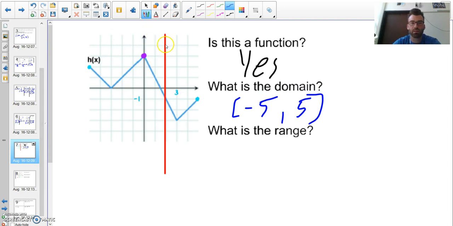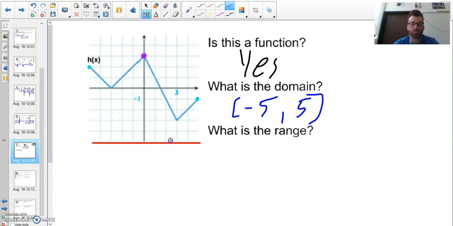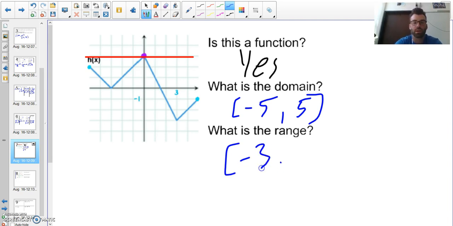My range now, okay, let's see if I can get this horizontal. So I got this horizontal line now. I'm going to start from the bottom. Boom. The first y value I hit is negative 3. The last y value I hit is positive 3. So I go from negative 3 to positive 3. Now there's no infinity because our graph just stops. It's bound by those points.